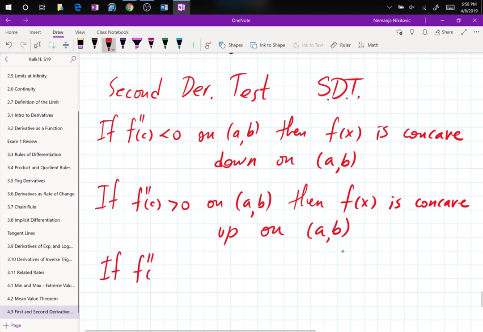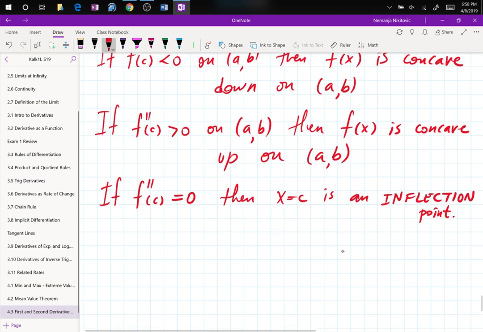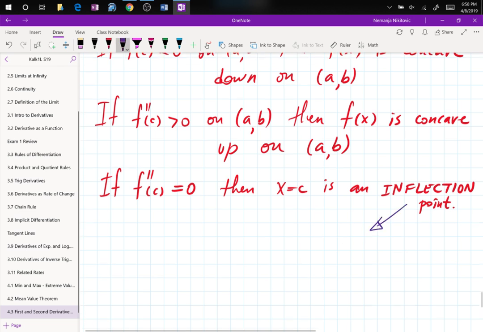If f double prime of c equals 0, then x equals c is an inflection point. Now, what is an inflection point? Change in concavity. Thank you. So change in concavity.